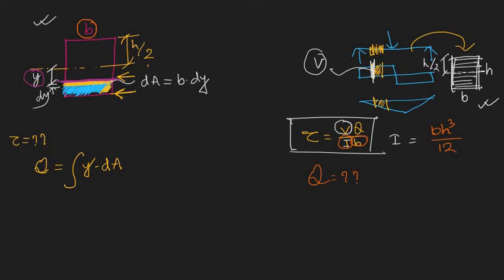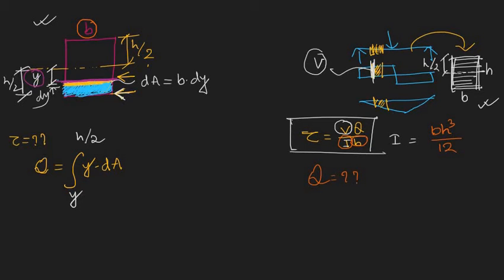Let me mark this contributing area. So this is the contributing area. Got it? So the integration limit is coming as, let's say, y to this one. What is this distance? Simply h by 2. So y to h by 2.